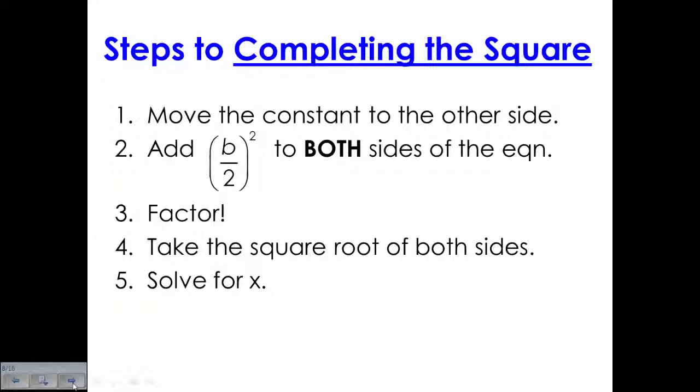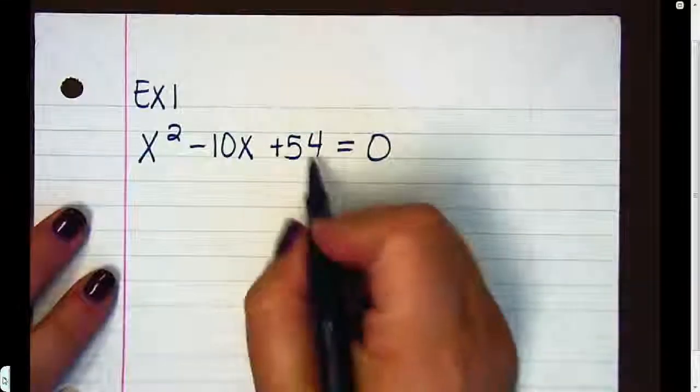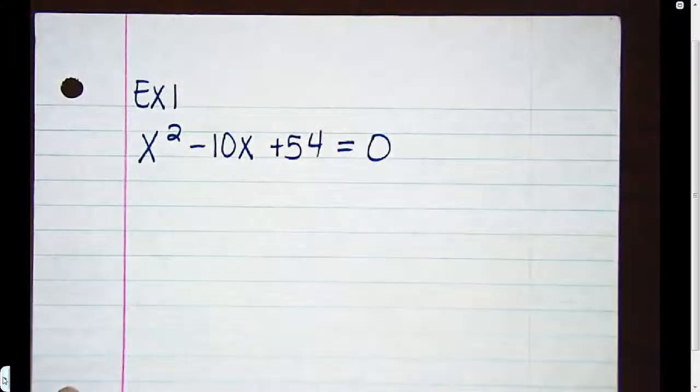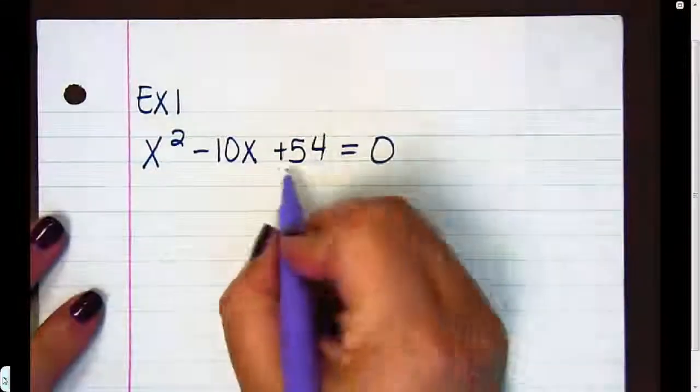And then you're going to do like we did in the previous lesson, and you're going to solve by taking the square root. Sometimes we'll get real numbers, sometimes we'll get imaginary numbers. We just have to be really careful with our numbers. So what I'm going to do next is take you through a few problems so you can kind of get the hang of this. On example 1, the first thing I need to do is move that 54 to the other side of the equal sign. To move the 54 to the other side, we're going to subtract it.